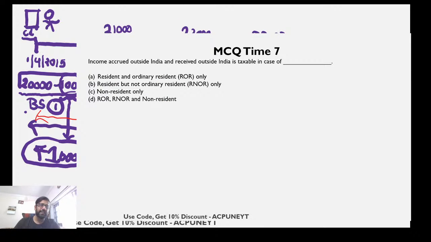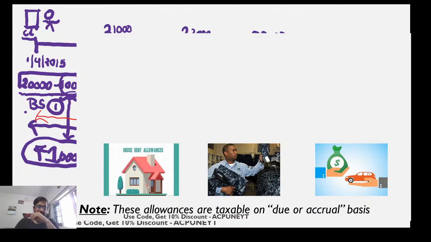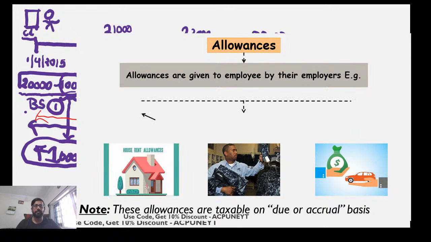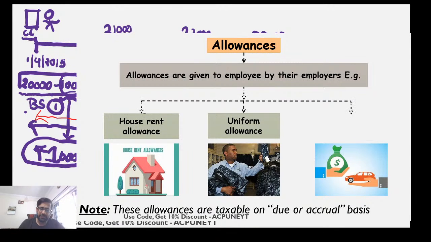Income accrued outside India and received outside India is taxable in case of: resident, resident but not ordinary resident, non-resident, or all three. Here the option is not going to be all three. This is going to be taxable in case of A only. Sir, allowances. Sir, allowances क्या होते हैं?